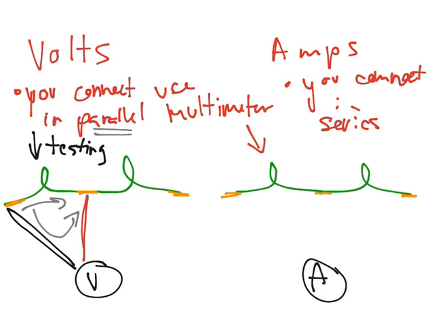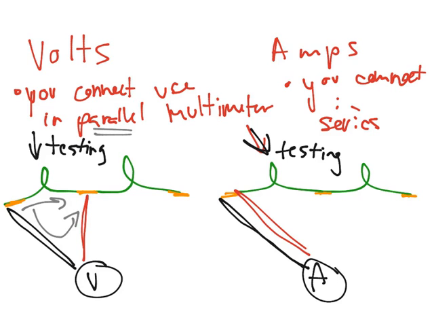So for example, if this is my test bulb, I want to connect them in series. So when my current comes through, it will hit my ammeter and hit my bulb. So they are on one loop, aka they are in series.